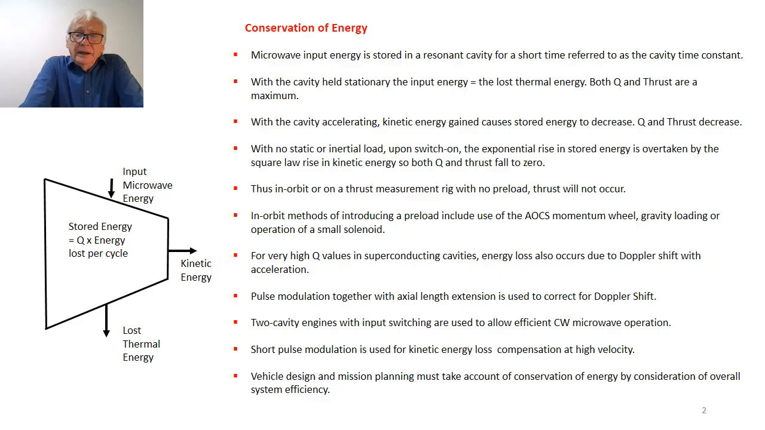Another effect of the conservation of energy is seen in very high Q cavities, which are used in superconducting thrusters. And here what happens is, once you allow the cavity to accelerate, you get a Doppler shift in the electromagnetic wave frequency as it bounces backwards and forwards. This Doppler shift also represents an energy loss and is part of the energy balance of an accelerating high Q cavity.